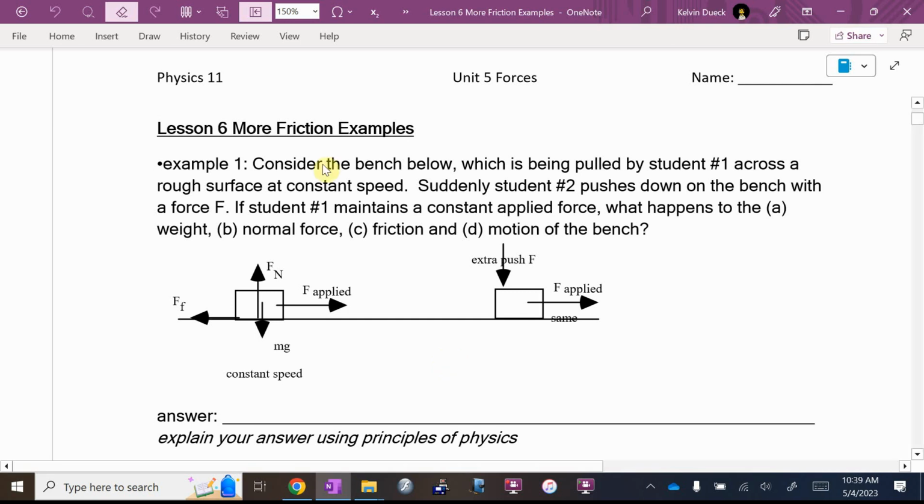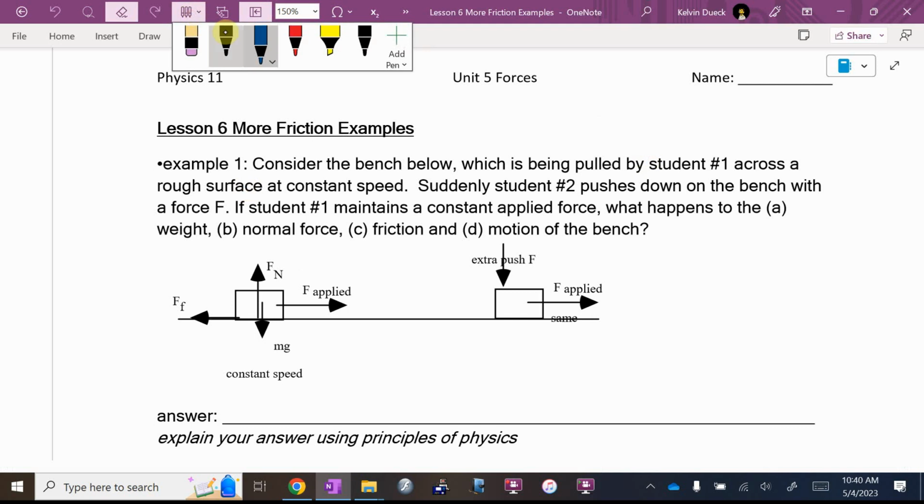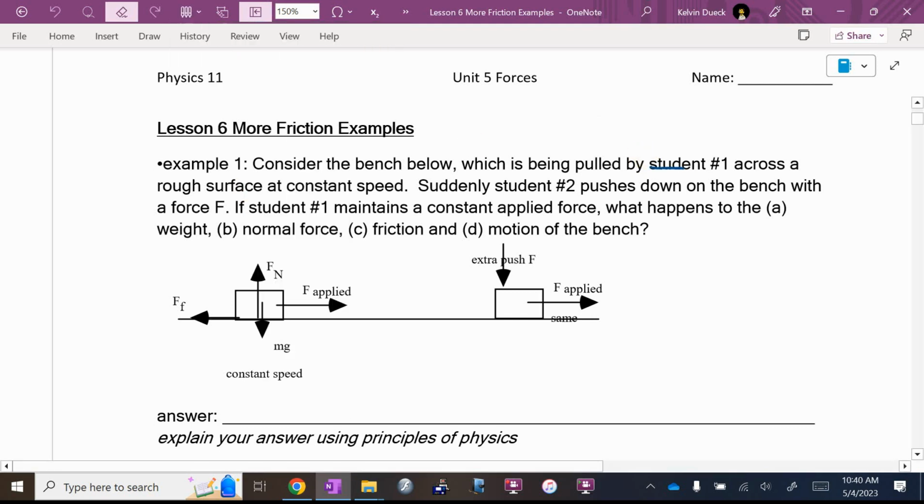Read along with me. It says this: consider the bench below, which is being pulled by student number one across a rough surface at a constant speed. You know what? Let's make student number one, just to give this some personality, Annie. And let's make the bench one of those wood benches at the back of the gym. You all know the kind that are back there? You've seen them, yes? Okay, so Annie is sliding it.